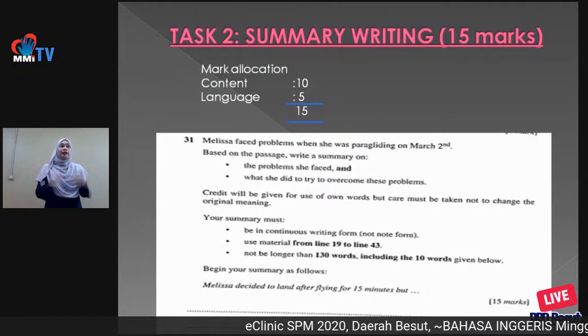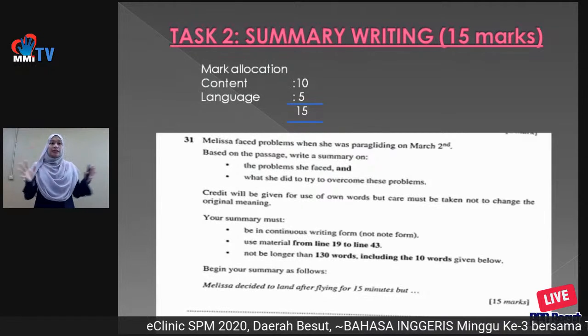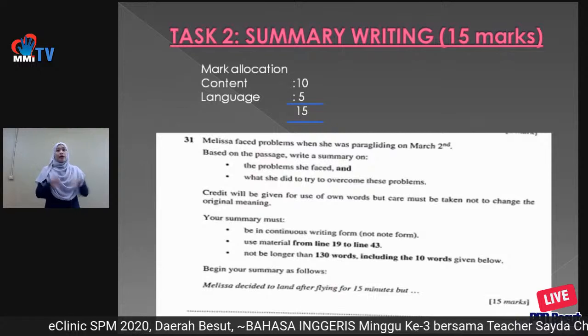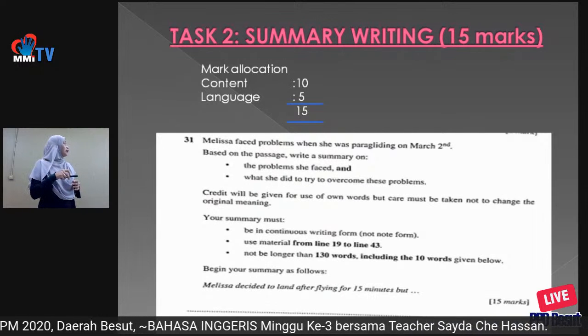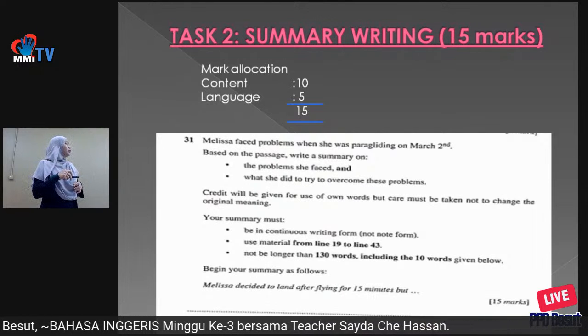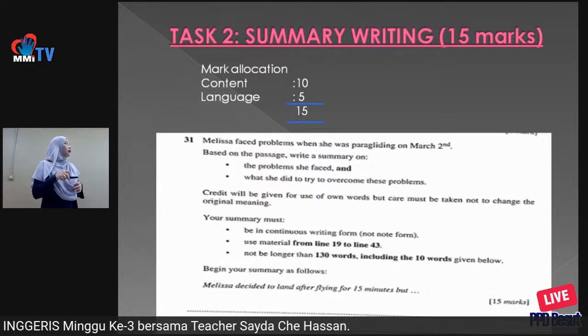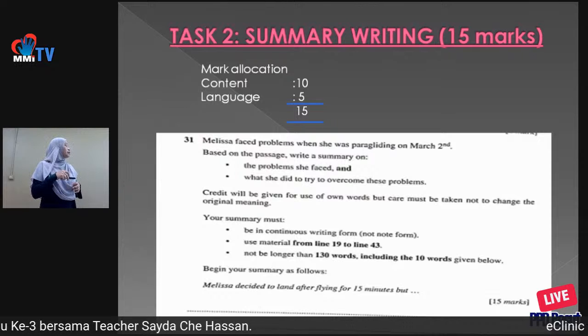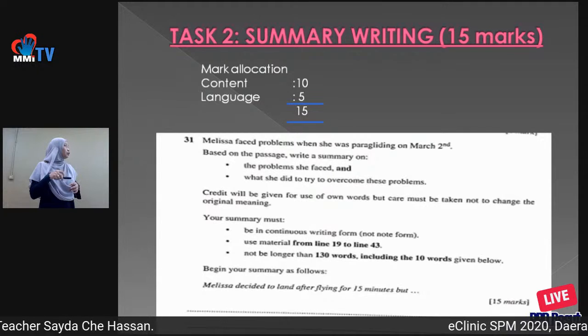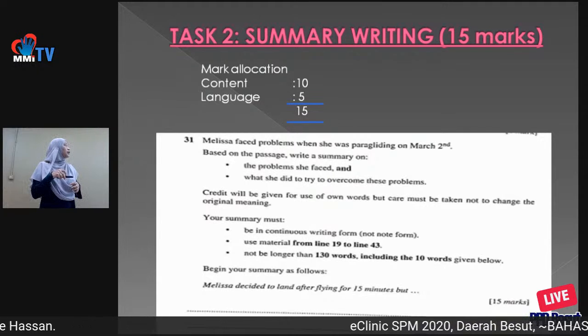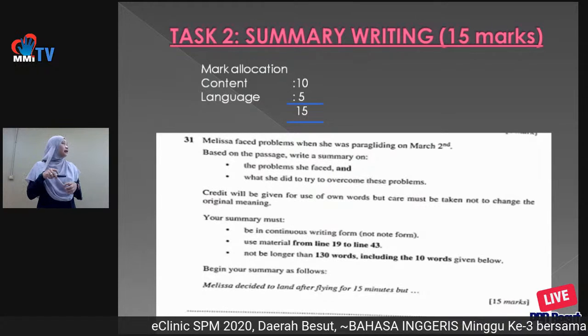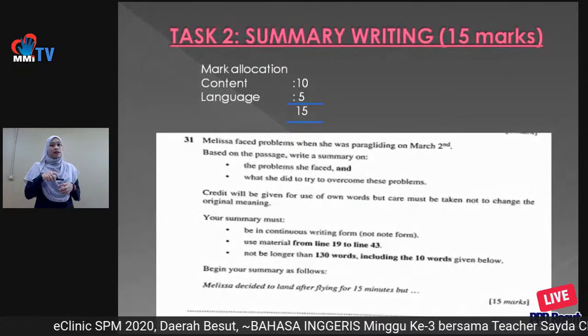Okay, so everything in your papers, everything in your answers, there is a reason why it was there. From line 19 to 43. Not longer than 150 words, including the 10 words. Okay, ni dia bagi 10. Memang dia akan bagi 10. Melissa decided to land after flying for 15 minutes. But, okay, the answer is 15 marks.